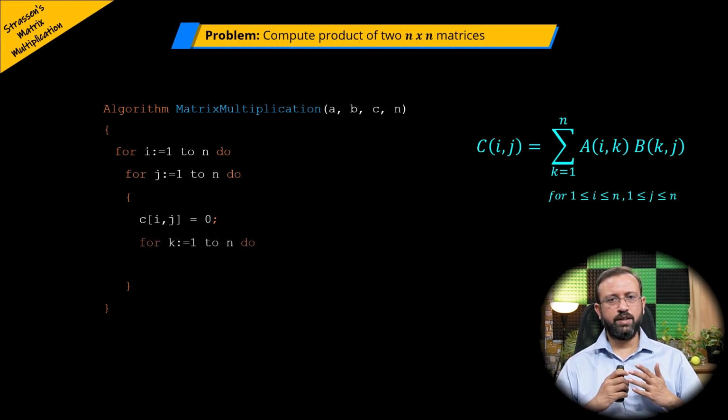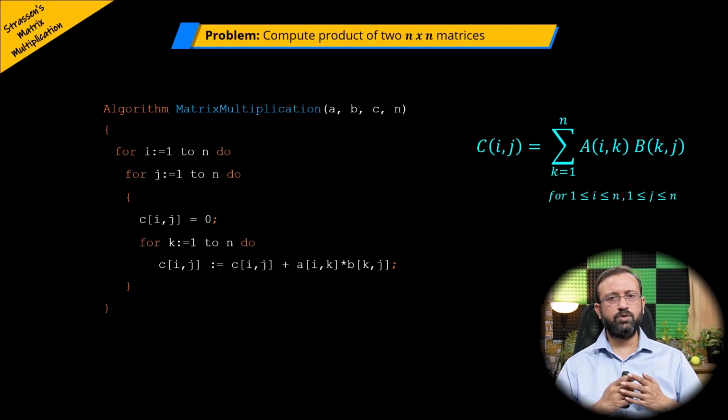So, we will have another nested for loop for k from 1 to n. Then within this for loop, we will have the statement C of i comma j equal to C of i comma j plus A of i comma k multiplied by B of k comma j. So this is the algorithm to compute the product of two matrices using the mathematical formula for any size n by n of the matrices. Now let us analyze the complexity of this algorithm.